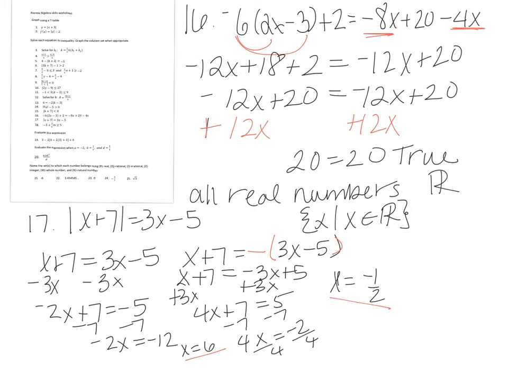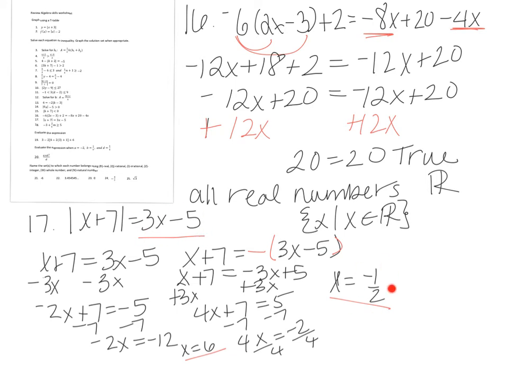So let's see what happens when I plug them in. We're interested in if this will be negative. So we have 3 times 6 is 18. 18 minus 5 is a positive 13. So that works because 6 plus 7 is 13. So this side came out positive, so that one works.